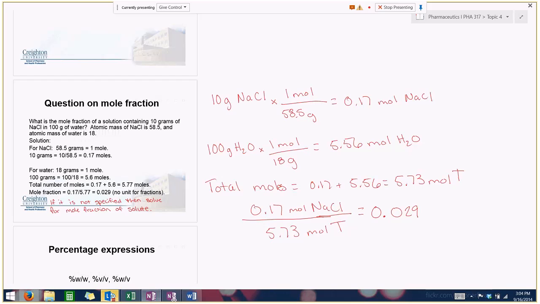So I found my total moles by adding sodium chloride moles and water moles, and I got 5.73 moles total. So then all you do is divide your moles of sodium chloride by your total moles, and you get 0.029. And he did make a comment that when you are figuring out mole fraction, you won't have a unit. So no units on mole fraction.